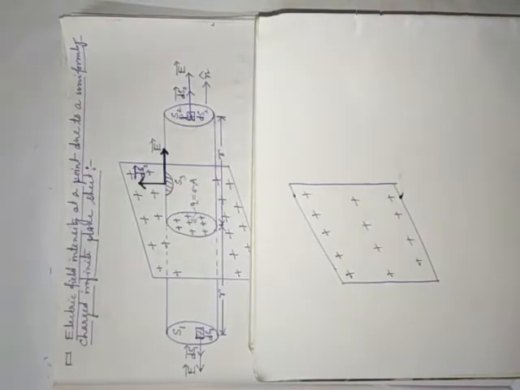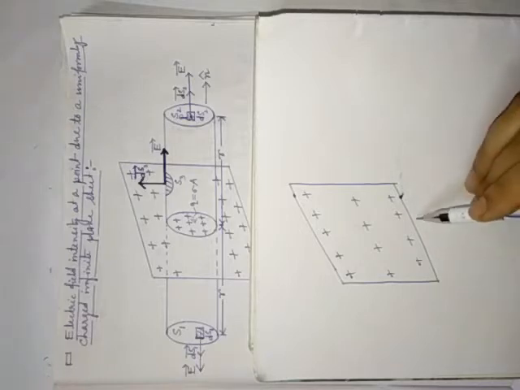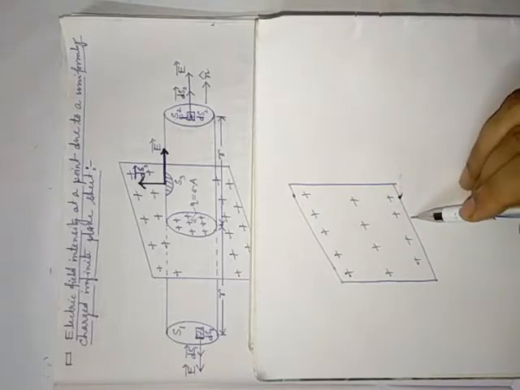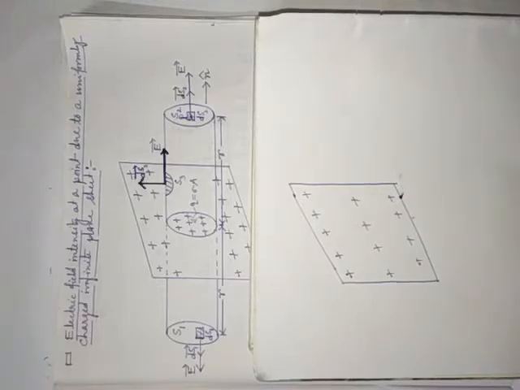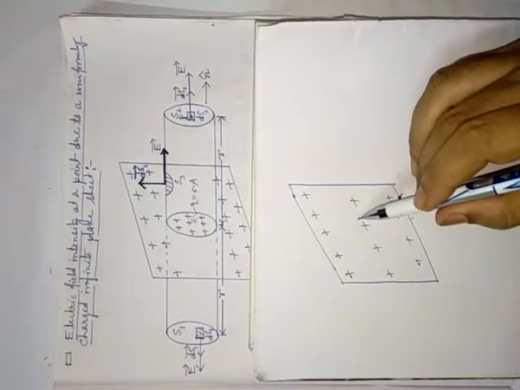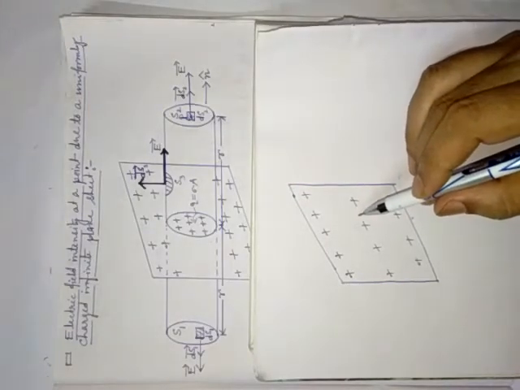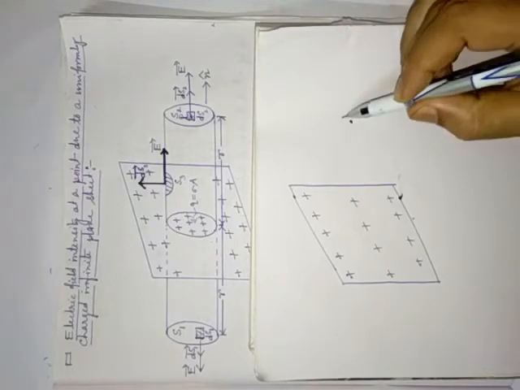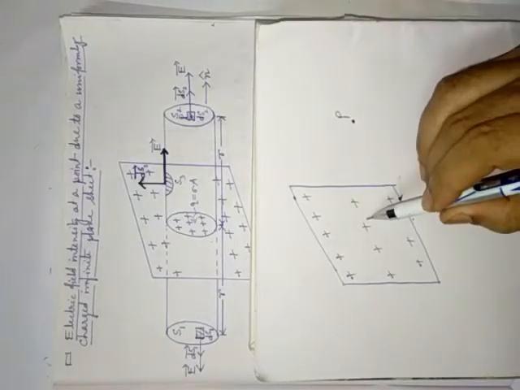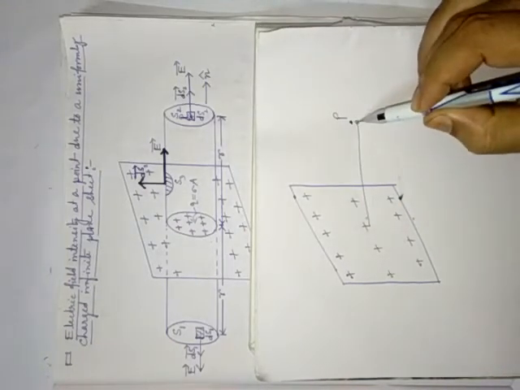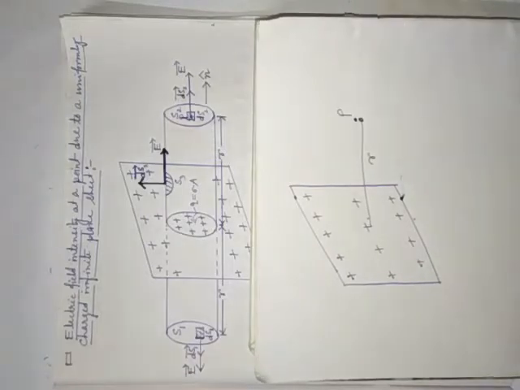Now see, the surface area of this plane is infinite. Now we have to find out the electric field intensity due to this plane sheet at a point P, which is at a perpendicular distance, suppose r. Now how to calculate this?